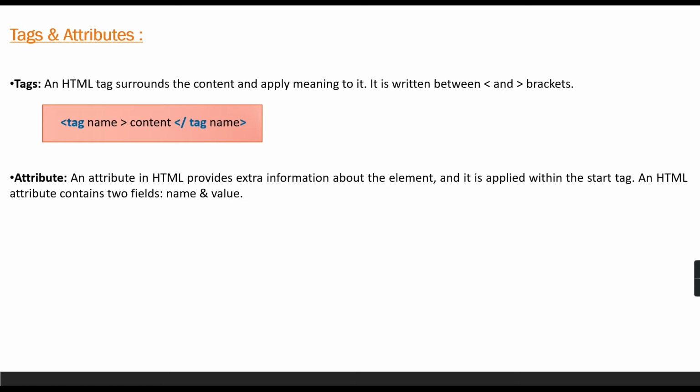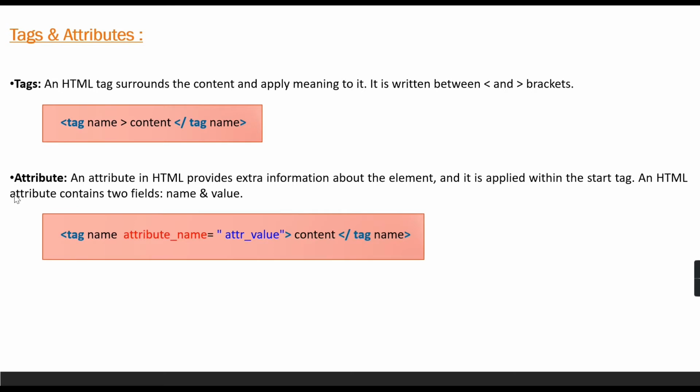So what is the syntax of an attribute? Here we have the start tag, here we have the tag name, here we have the content which will be displayed on the browser, and here we have the attribute name and attribute value. So let's see in the code what exactly the attribute is and what its attribute value will be.